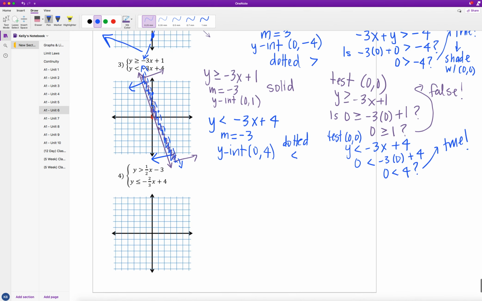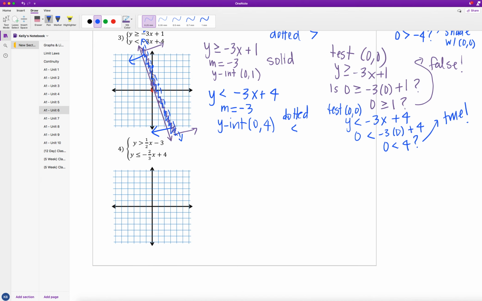Let's look at our last example here. So the first inequality says y is greater than 1/2 x minus 3. I want you guys to pause the video and graph that line on your own first, and then also figure out where the shading will be. When we graph this, I have a slope that is equal to 1/2. We have a y-intercept that's going to be equal to (0, -3).